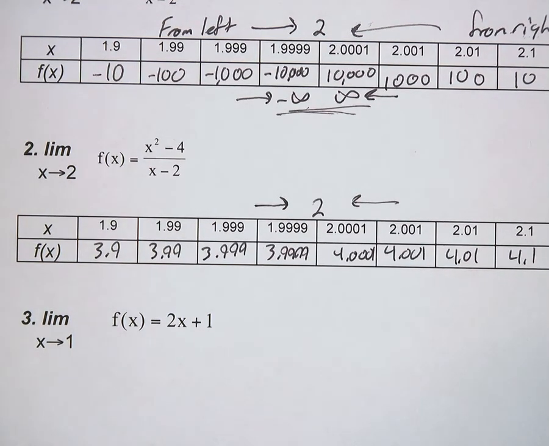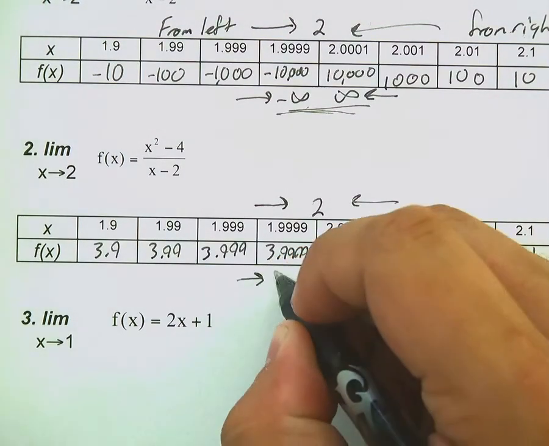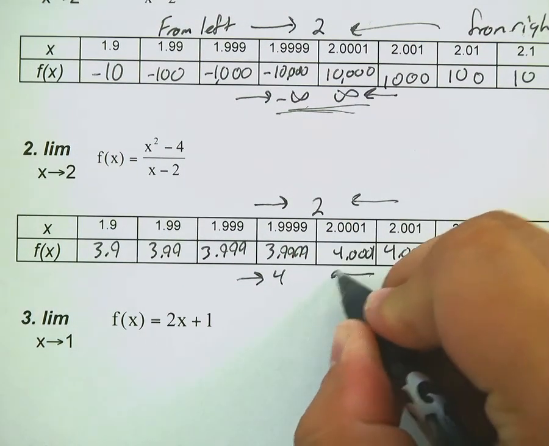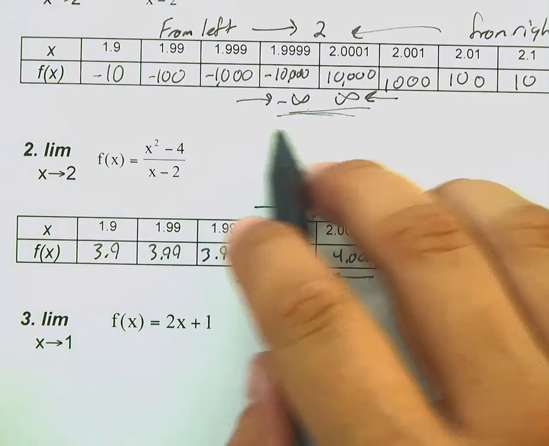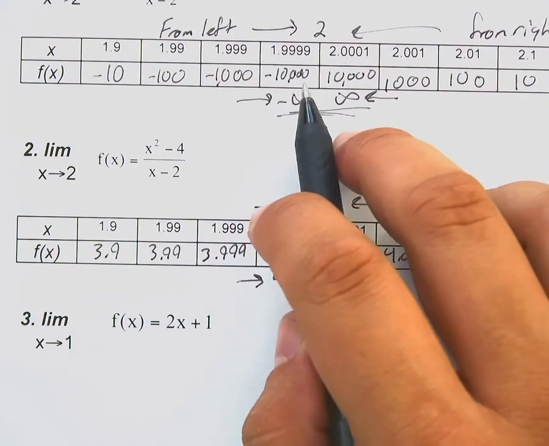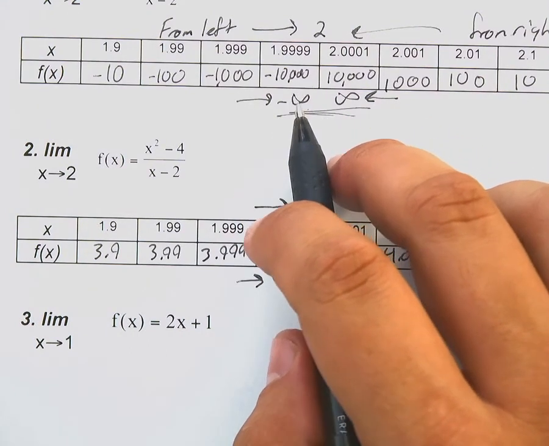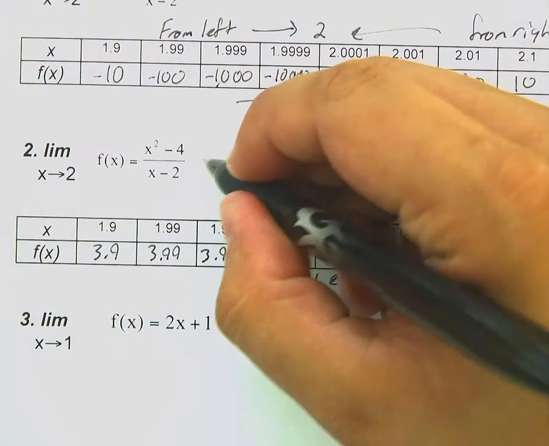Okay, so what is this getting close to? This side is approaching 4. This side is approaching 4. Notice the difference here. In the top, these were going to negative and positive infinity because they were going two completely different directions and going there at a ridiculous pace. These are going to the same number. That tells me that the limit is 4.